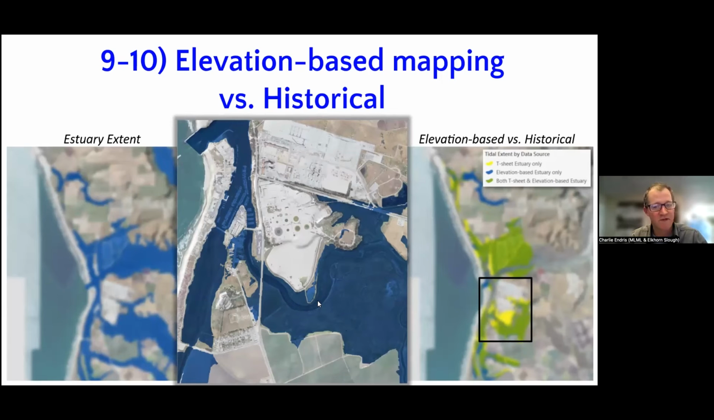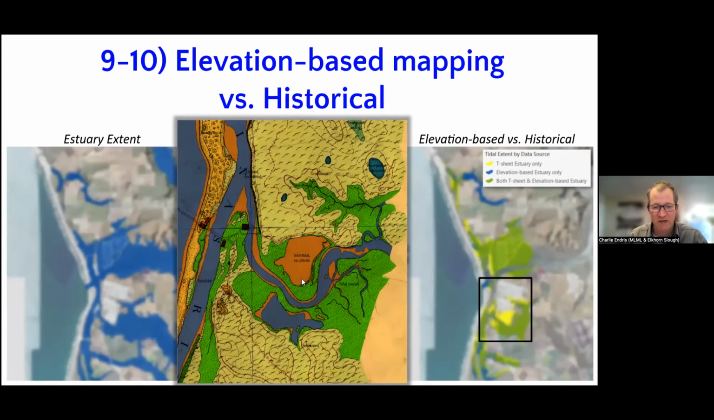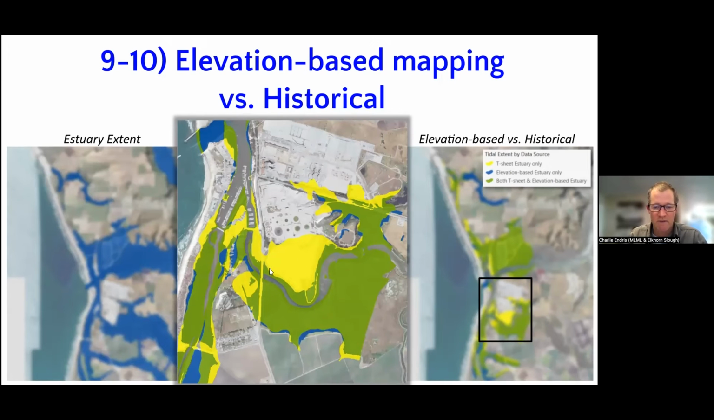But from the elevation-based mapping, it doesn't show up as that because the elevations, obviously, from LiDAR were created well after this refractory was created. But if we look at it in the T-sheet, we can clearly see that there was tidal marsh here, possibly a salt pan. So this is a great example of how the T-sheet is identifying an area of past estuary that the elevation-based modeling simply cannot. So once again, using these in tandem, elevation-based mapping with T-sheet mapping, is an excellent way to go. They really complement each other well.